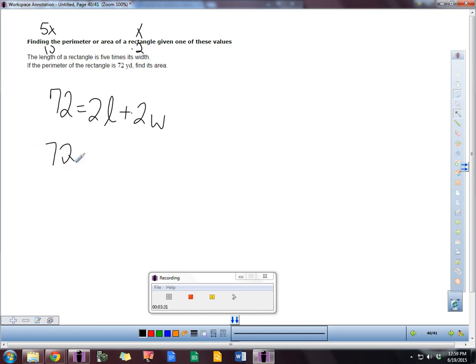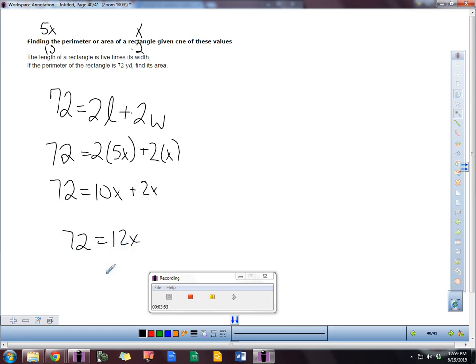Alright, so it's 72 equals 2 times 5x plus 2 times x. Alright? So when we're just going ahead and solving it, we have 72 equals 10x plus 2x. 72 equals 12x. And x equals 6. Now, let's think about this. We were only given one number, but we have two dimensions. Is 6 the length, or is it the width? Which one is it? Well, it says x, and so which one is just the x?